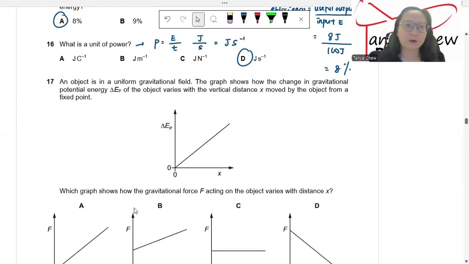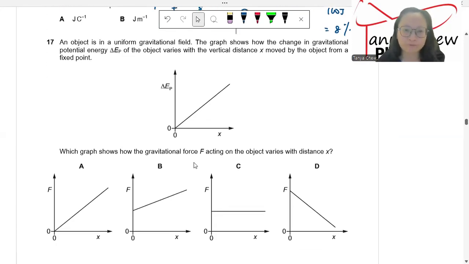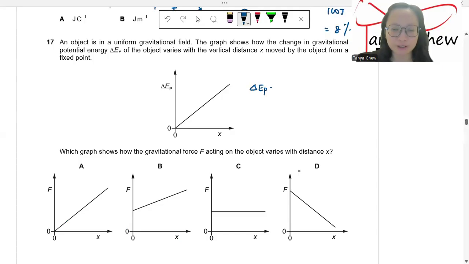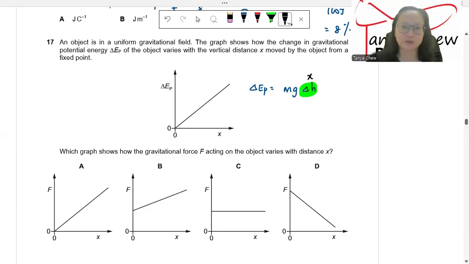Number 17, an object is in a uniform gravitational field. The graph shows how the change in gravitational potential energy, delta EP, of the object varies with the vertical distance x moved by the object from a fixed point. Which graph shows how the gravitational force acting on the object varies with distance x? I could say that the change in gravitational potential energy is equal to mg delta H. This delta H represents x. So that is why when the delta H is increasing, the gravitational potential energy is also increasing.